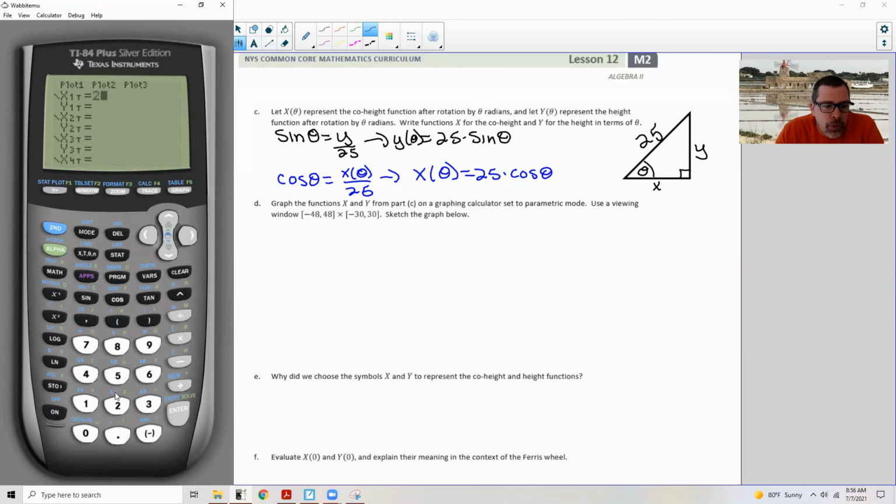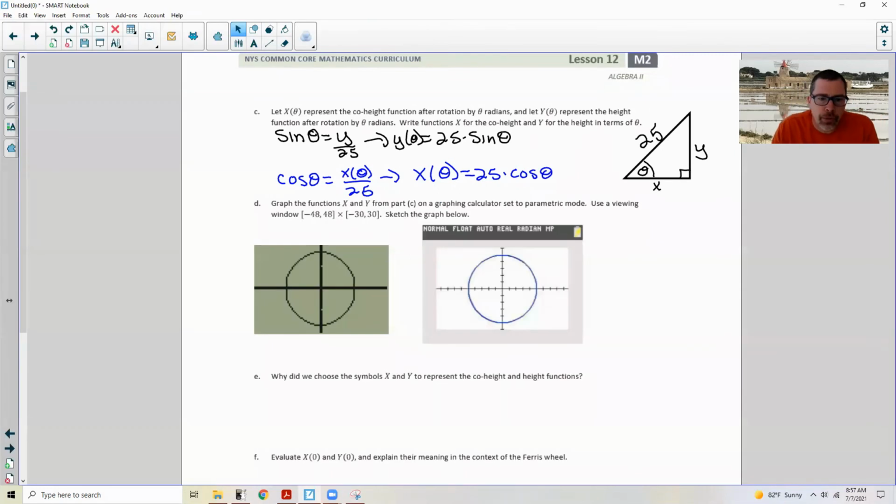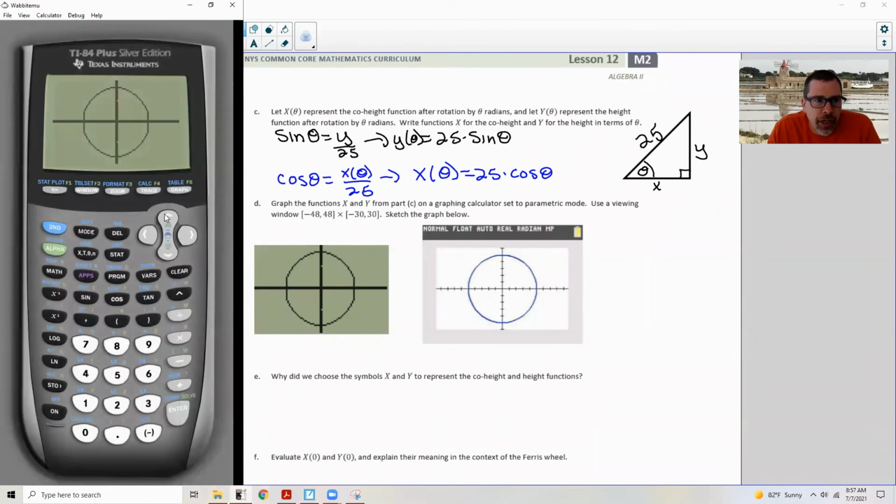I want to put 25 sine t and 25 cosine x or t or theta or n using that button. And then when I graph it, it graphed a circle. There is our Ferris wheel. Okay, so then it says to sketch that function. Okay, so the graph on the left was my screenshot from my TI-84 Plus, and this is what it would look like if I had the color edition, the CE.